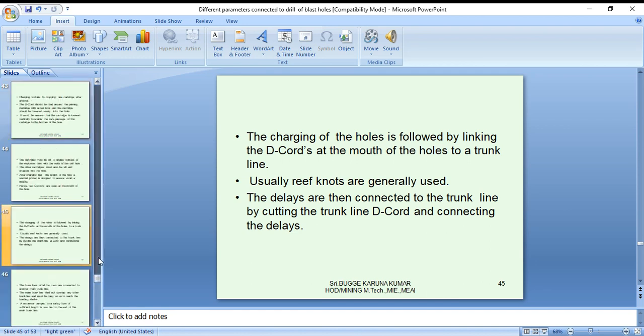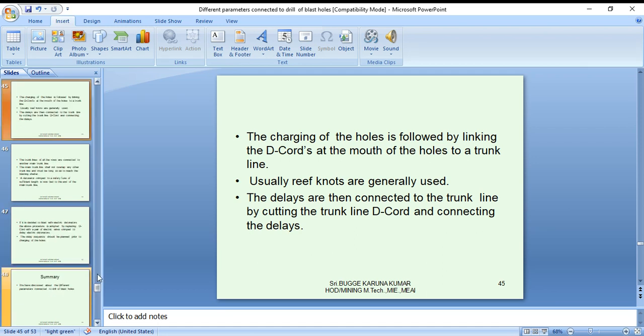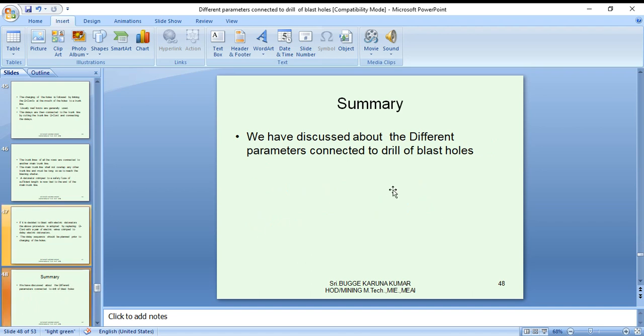So now these are the charging procedures, and how to take care while the explosives are being filled. So now I am concluding this particular topic and the related parameters. Now I am going to recollect and revise what we have learned in these 40 to 50 slides. I hope that you all understand and enjoy this topic.